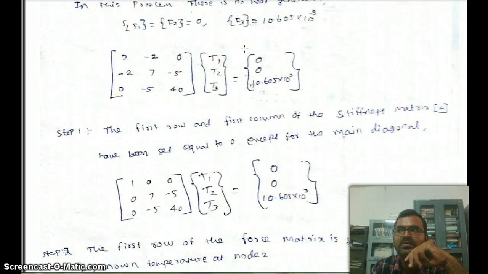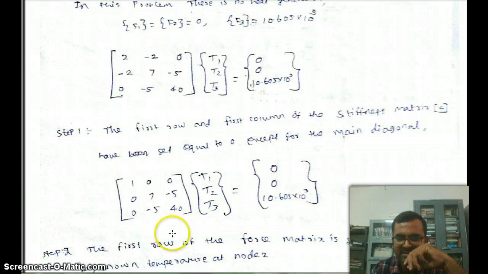After that we have to follow certain steps to find the nodal temperatures. The first step: the first row and first column of the stiffness matrix K are set equal to 0, except the main diagonal value, which is converted into the unit value 1. So this can be written as this.